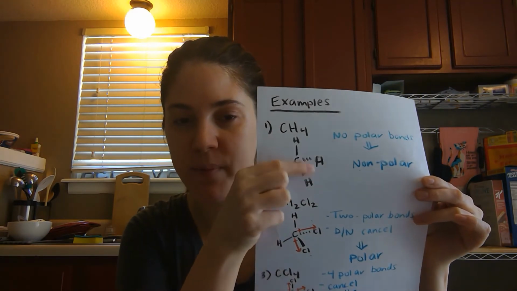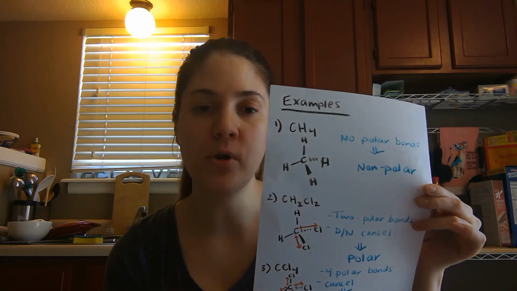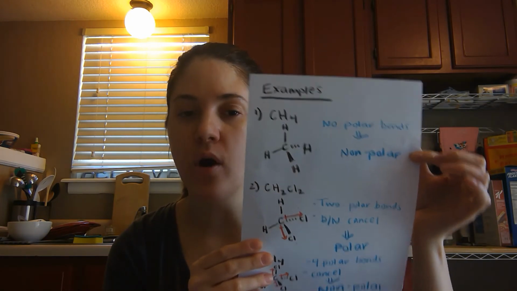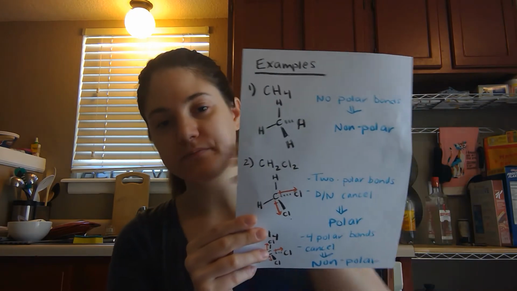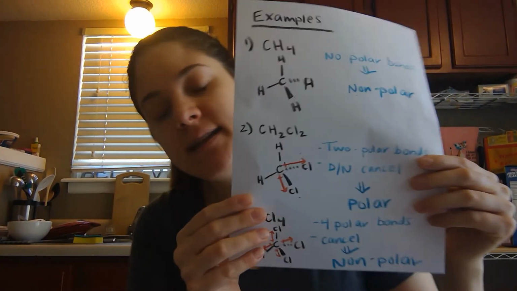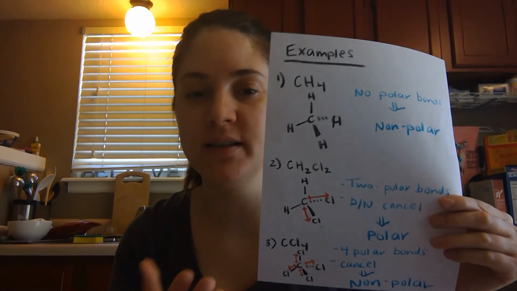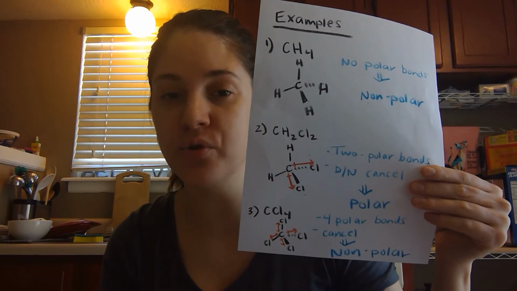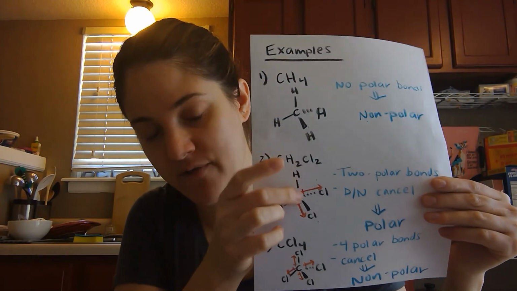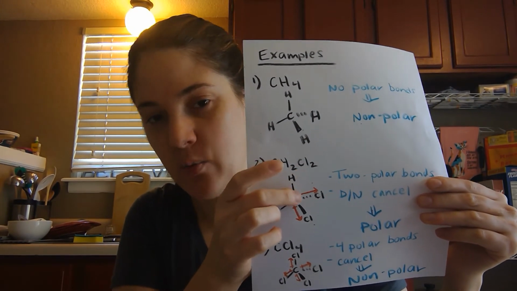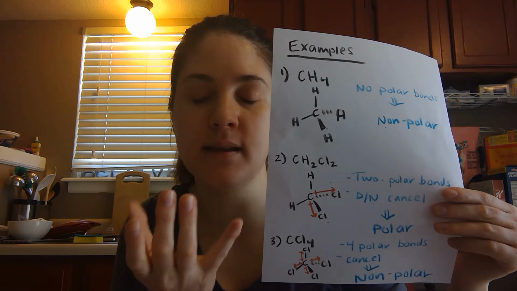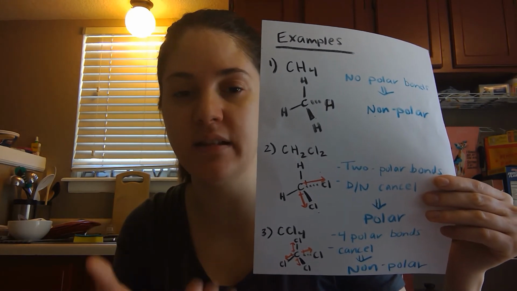Since all of these are carbon-hydrogen bonds, there are no polar bonds. This is an overall nonpolar molecule. My second example is CH2Cl2, so a carbon that's bonded to 2 hydrogens and 2 chlorine atoms. So here we have those 2 carbon-hydrogen bonds. Once more would be nonpolar because the difference in electronegativity is very low.